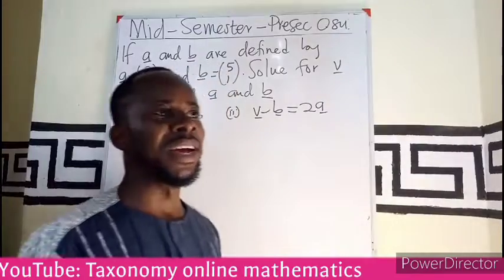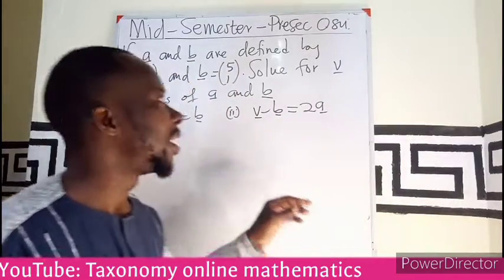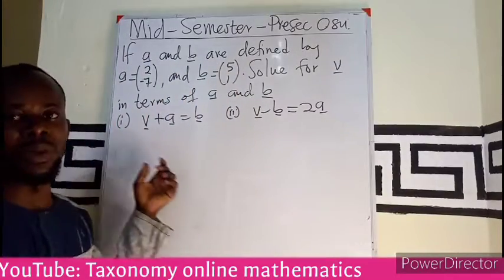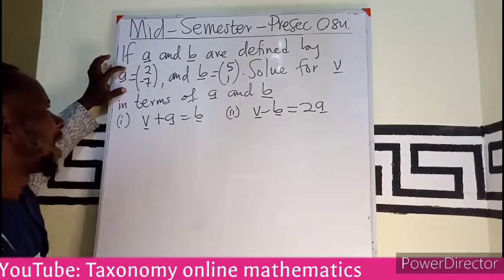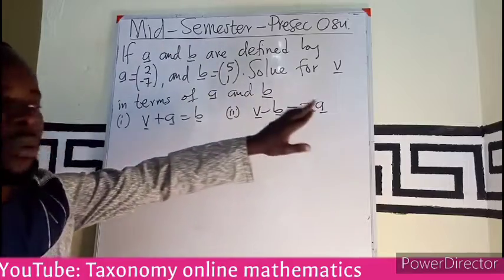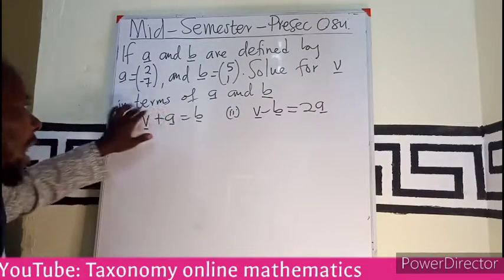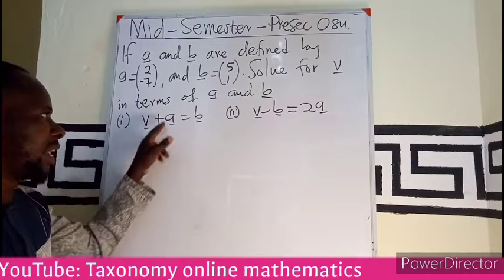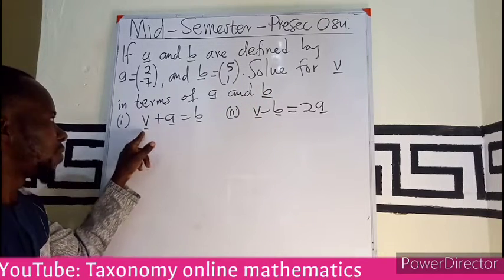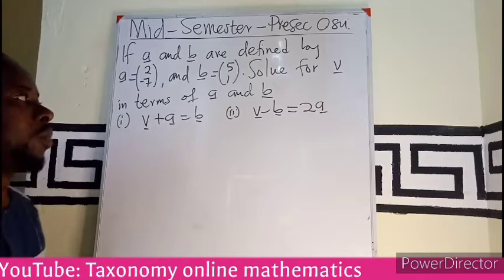Alright, we are still on the Osu Presec mid-sem examination. We have a question on vectors. If vectors A and B are defined by this and this, we have to solve for vector V in terms of vectors A and B, so that V plus A equals B. We are asked to find V. So we are looking for V.